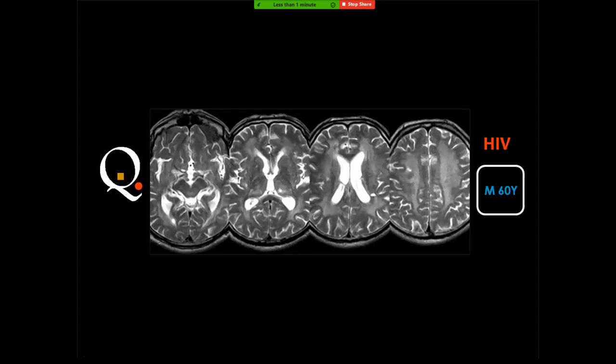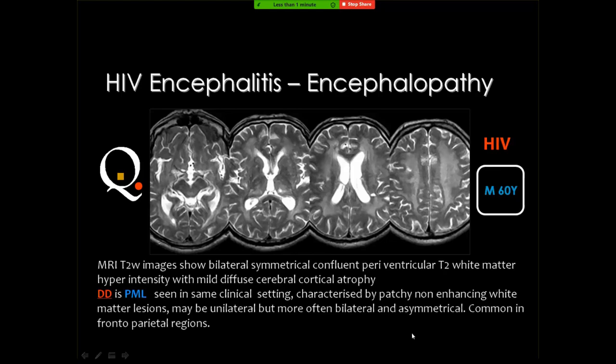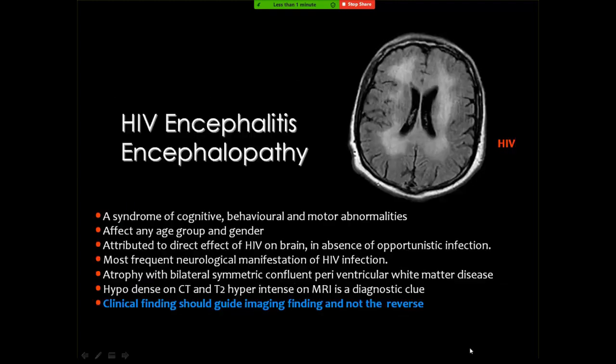In this patient with HIV, you see changes in the white matter. Lymphoma? This is atrophy. Dementia? No. PML. Changes in the white matter with atrophic changes, and this is HIV encephalitis. Remember that HIV by itself can cause encephalitis, and the differential diagnosis in these patients will be PML, as you have said before.